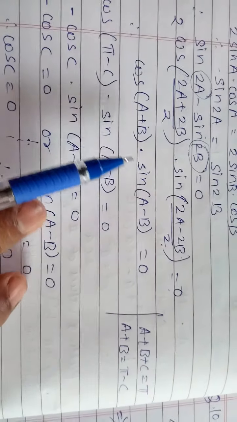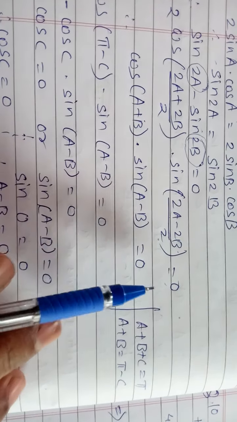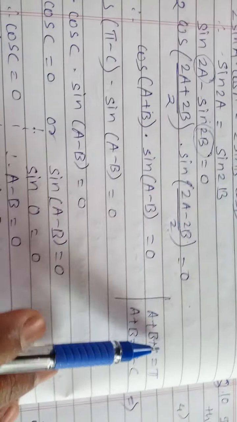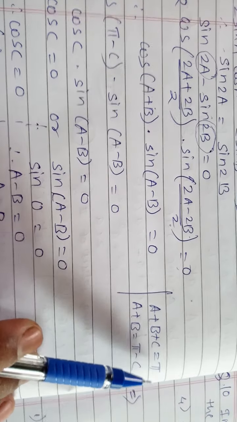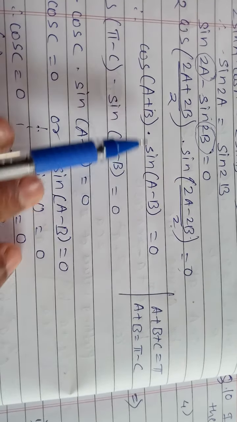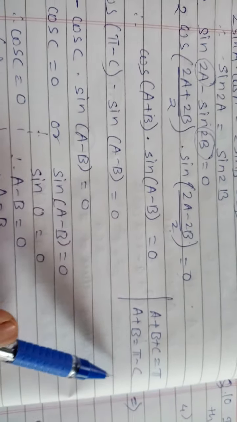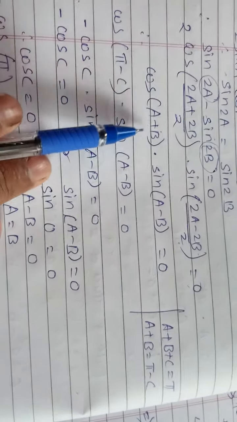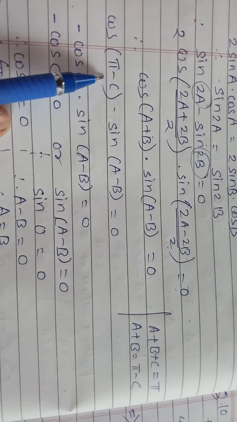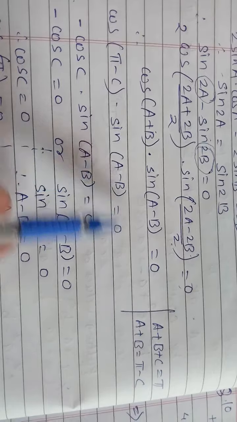So the remaining terms are cos(a+b) sin(a−b) = 0, and you know that a + b + c = π. So we are going to find the value of a + b, which is nothing but π − c. So cos(a+b) is nothing but cos(π − c), and this term is as it is.